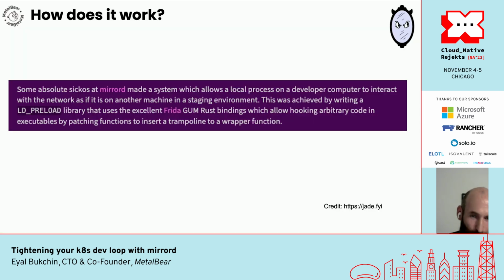So I'll start with a quote that I really love from a technical blogger who wrote about us. It summarizes MirrorD pretty well, plus there's a little bit of a brag in there. "So some absolute sickos at MirrorD made a system which allows a local process on a developer computer to interact with the network as if it's on another machine in staging. This was achieved by writing an LD preload library that uses the excellent frida-gum Rust bindings, which allow hooking arbitrary code in executables by patching functions to insert a trampoline to a wrapper function." So first of all, I think as a software developer, nothing makes you feel you're on the right track more than being called an absolute sicko by another developer. Otherwise, this is a pretty dense quote, so let's unpack it.